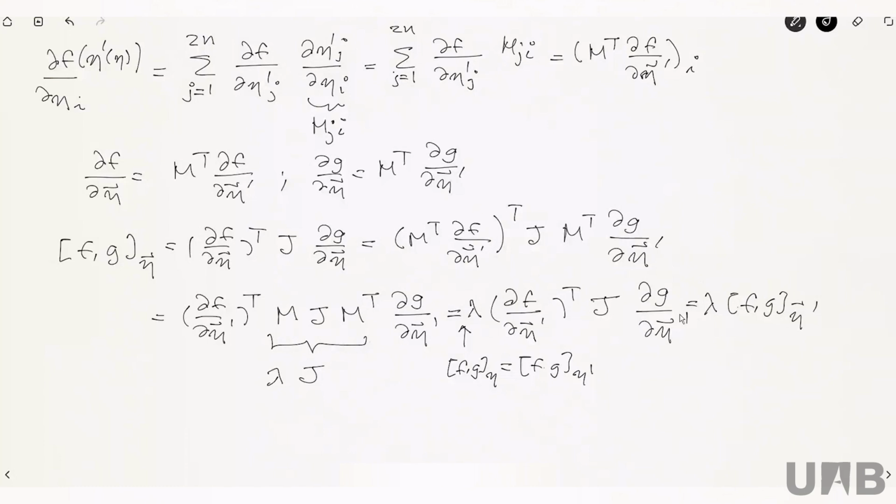For all F and G, then the matrix in the middle has to be the same. So that also means that M J M transpose has to be J up to lambda. Okay, so that proves the result. Any questions or comments?